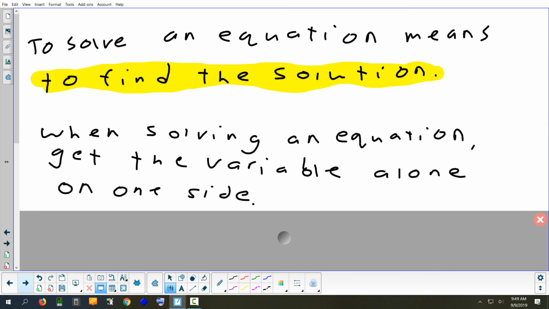And actually, there's a second part right here. You guys can just try to squeeze it in below that line. To solve an equation means to find the solution. So you just have to write "to find the solution," what's highlighted in yellow. And then right after that, put, when solving an equation, get the variable alone. You can put it on one side if you want, but the idea is get the variable alone. Or the way Patriot said it, isolate the variable.